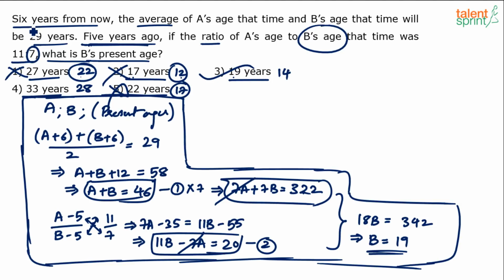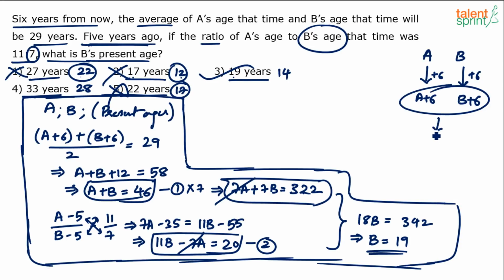Understand that, again, there is a concept of ratio involved here. It says 6 years from now, the average was 29. After 6 years, A's age is A, B's age is B. If I go 6 years ahead, their ages will be A plus 6 and B plus 6. You don't have to write this, I'm just explaining something to you, right? So he says after 6 years, the average of these 2 values is 29.